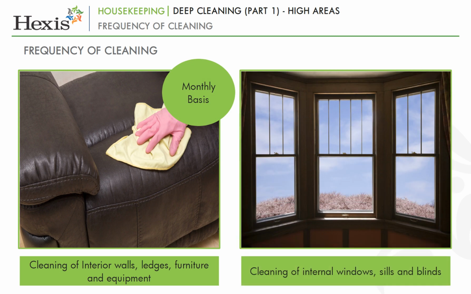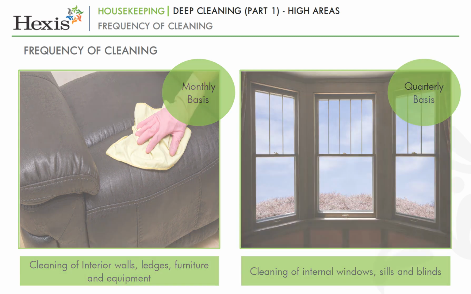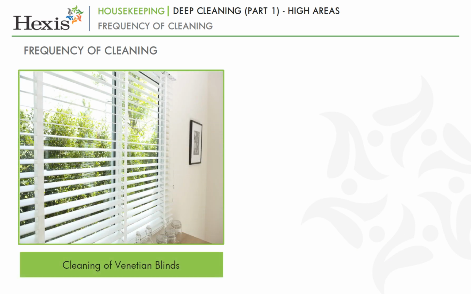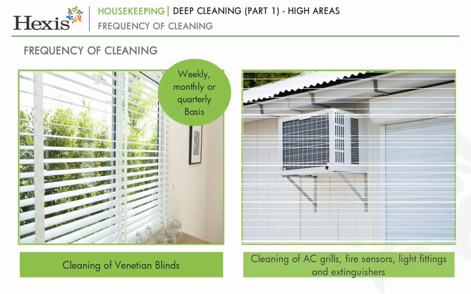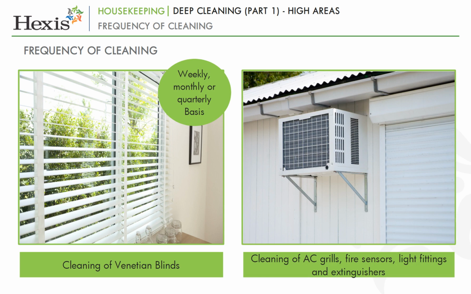Deep clean all internal windows, sills and blinds on a quarterly basis. Venetian blinds are cleaned on a weekly, monthly or quarterly basis. Deep cleaning of AC grills, fire sensors, light fittings and extinguishers, under supervision of a technical team, is done on a periodic basis, once in 6 months to a year, depending on wear and tear.